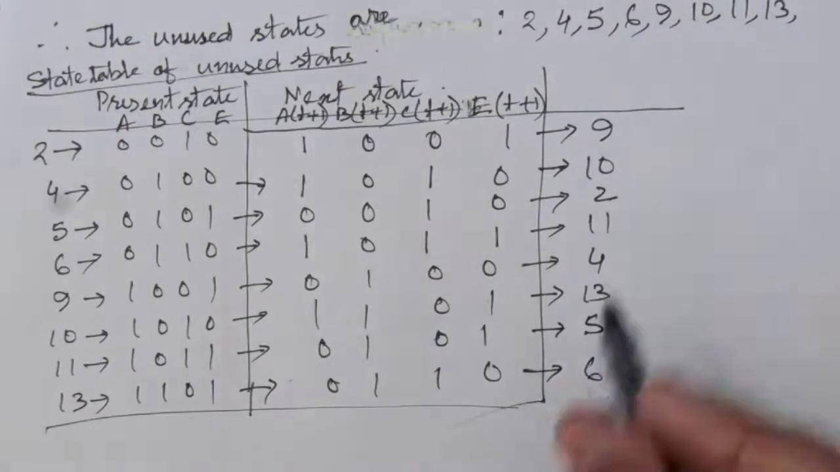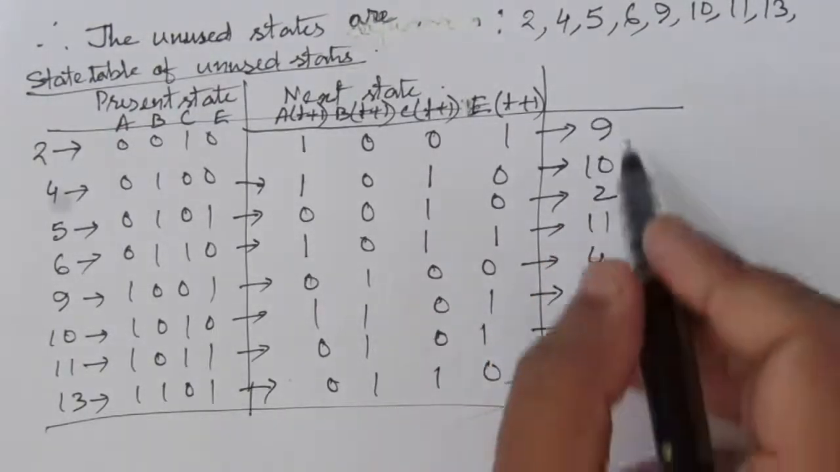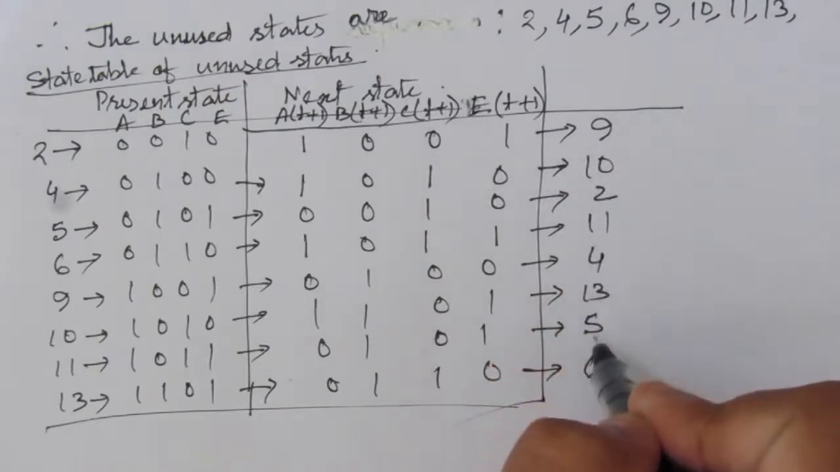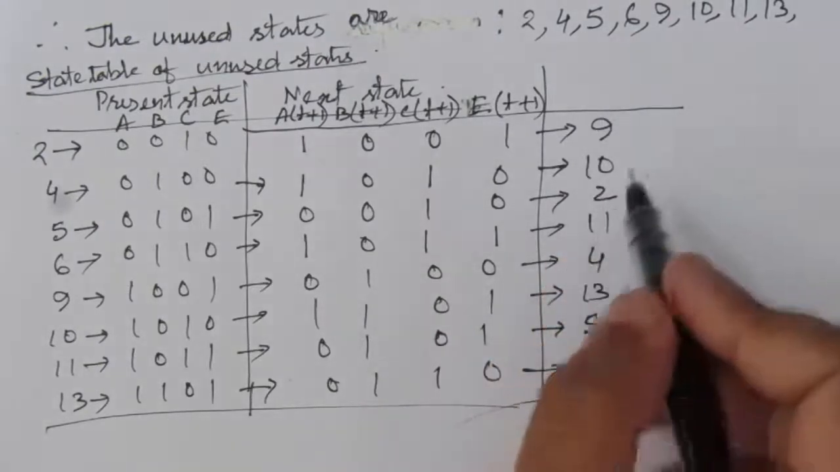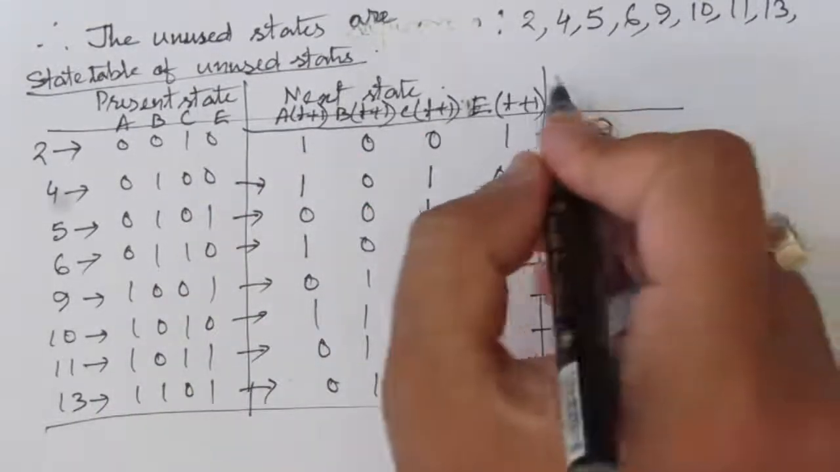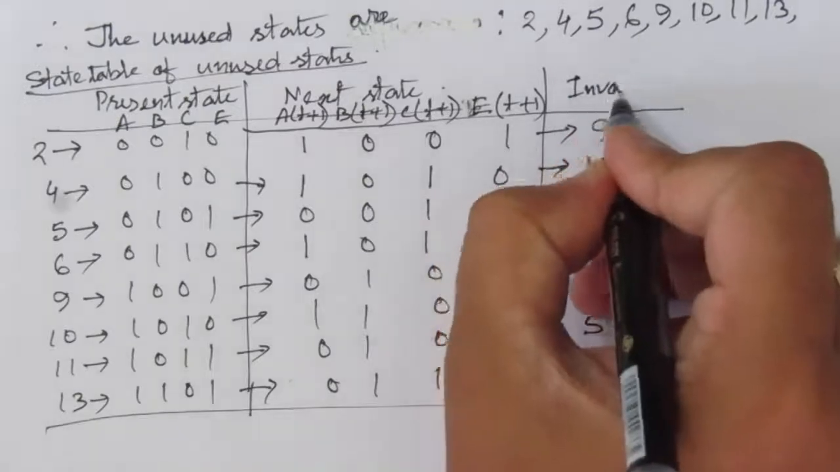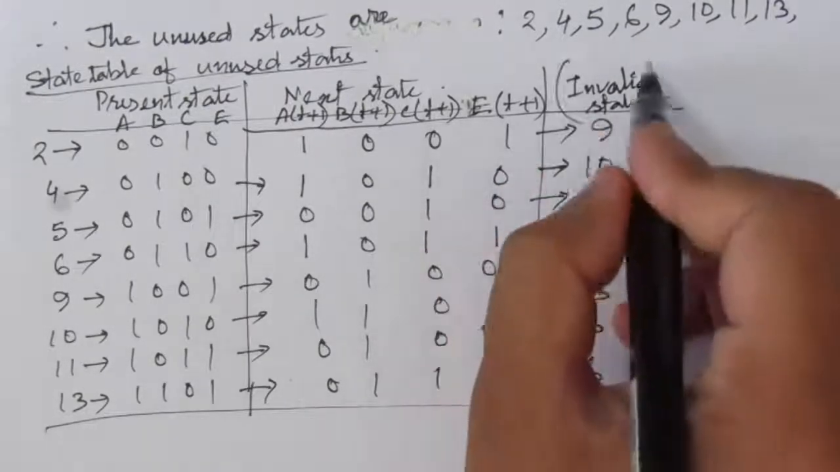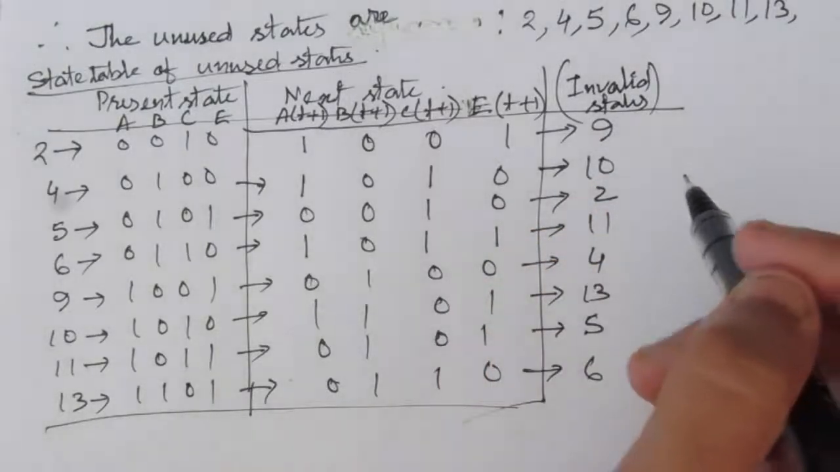Now we can see that if we look at these next state values, these are 9, 10, 2, 11, 4, 13, 5, and 6. So all these values are in the unused states, or these are the invalid states. So we have to make some correction now.